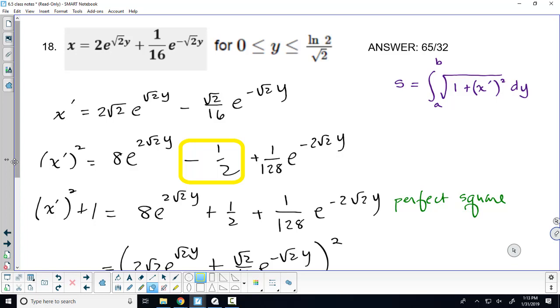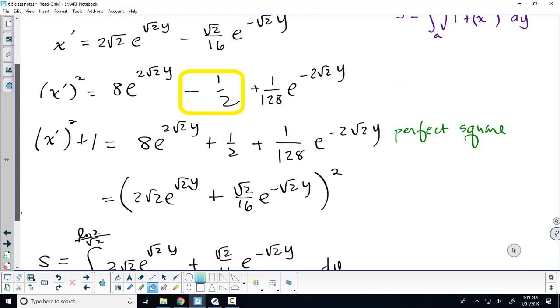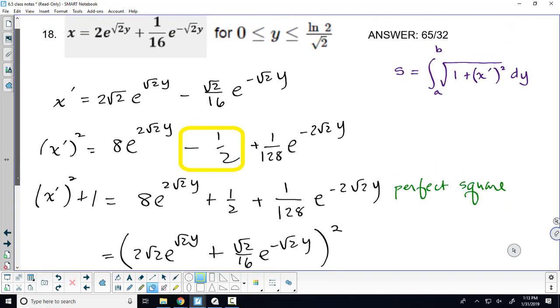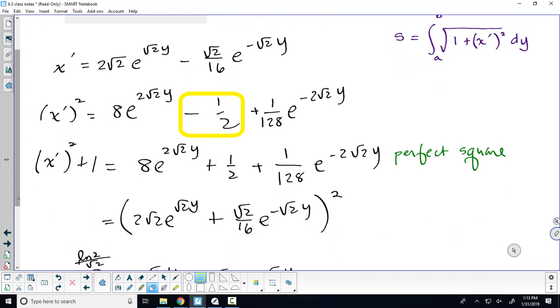And then we have to do the add 1. So we have x prime squared, we add 1, and we notice that when we add 1, it looks identical to this, which we got from squaring that. So this trinomial is also a perfect square. The only difference is that this is a plus instead of a minus.